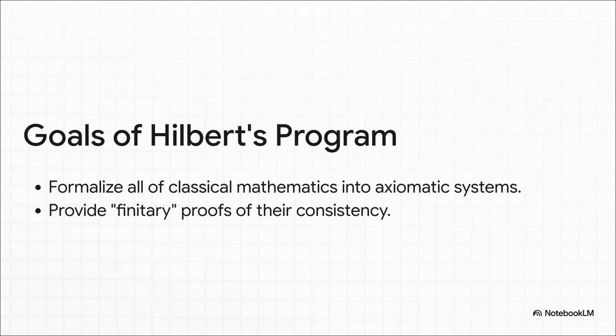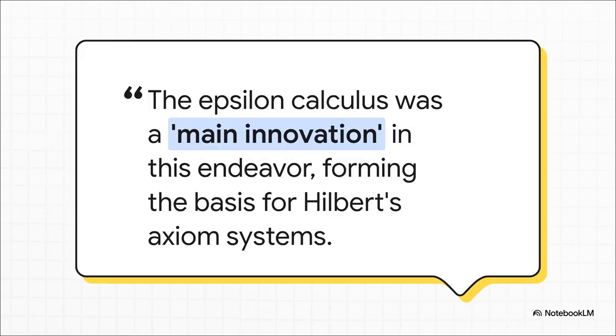His plan was basically to formalize all of classical math into these strict axiomatic systems, and then use his finitary proofs to show they were consistent, that they could never lead to a contradiction. He wanted to put math on an unshakably firm foundation once and for all. And the epsilon calculus was right at the heart of this whole endeavor. It was, and I'm quoting here, a main innovation in his program.